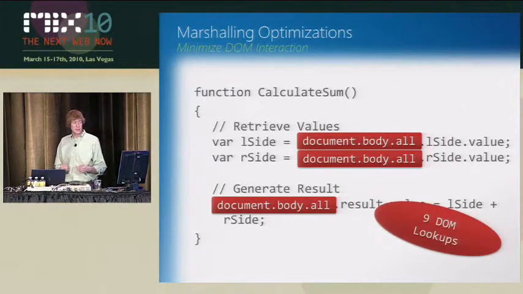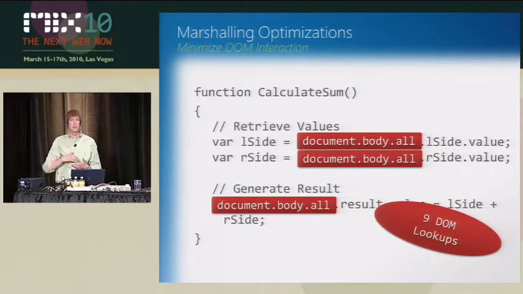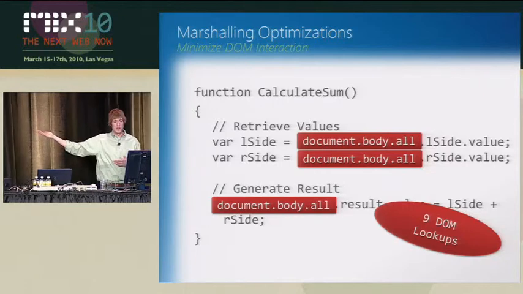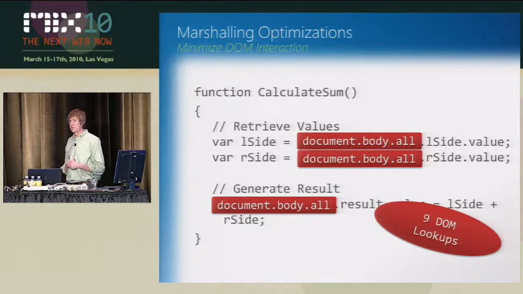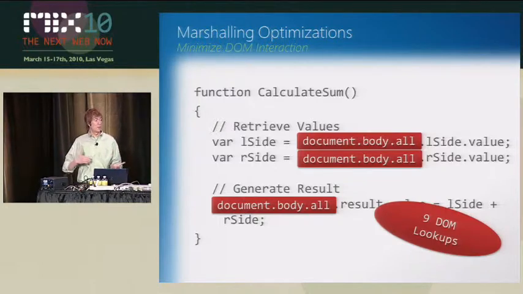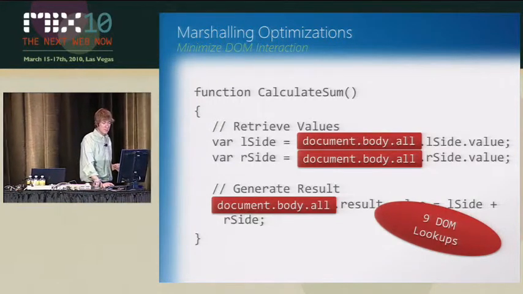And that's because I first call document. So I cross over to the DOM, and I get the document and bring it back to the script engine. I then have to call over to the DOM to get the body, bring it back to the script engine. And then finally, cross over the DOM to get all and bring it back. So this results in 9 lookups.